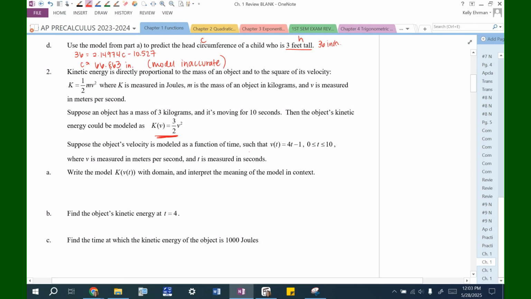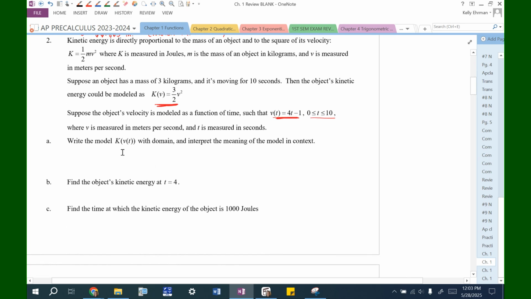Suppose the object's velocity is modeled as a function of time. So the velocity can be 4t minus 1 as long as t is between 0 and 10. Write a model for K of v of t with domain and interpret the meaning of the model in context. So K of v of t is really just K of 4t minus 1, and you just plug that in for v. It's 3 over 2 times the quantity 4t minus 1 squared. And the domain has to match the t because t is the input here, so we still have to keep t between 0 and 10.